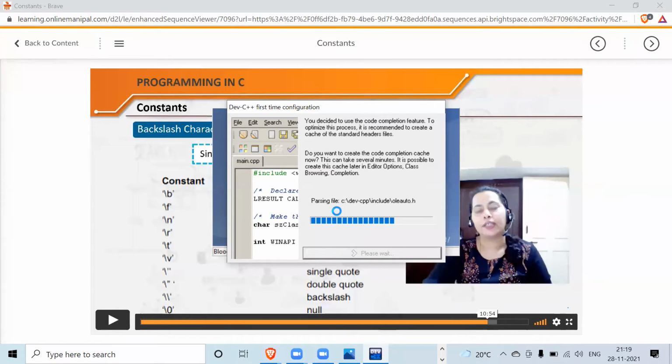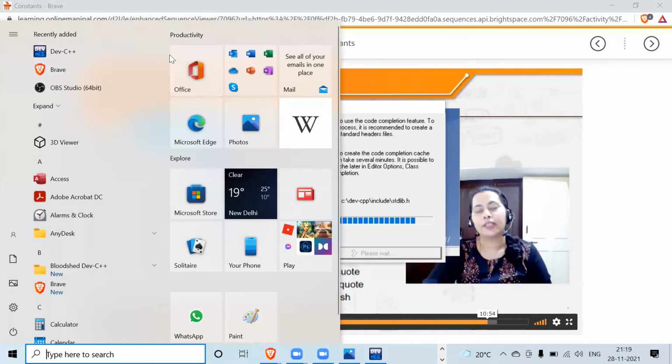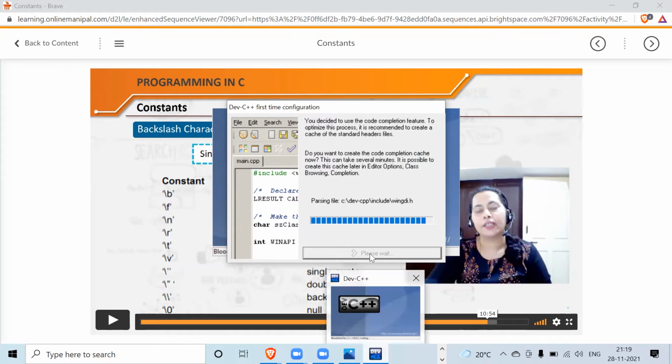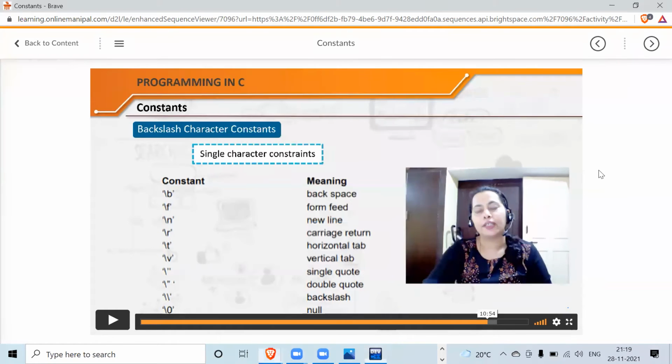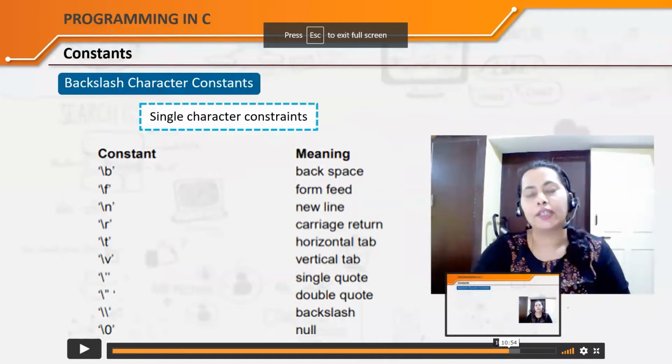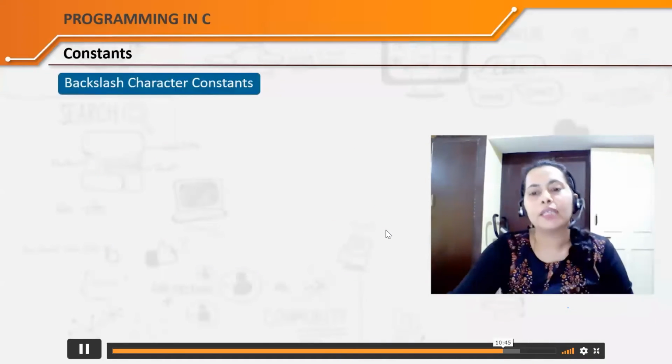What happened? Why are you doing like this? I don't know why it's not working. One second. First I will explain here only what they are doing, then you will know.